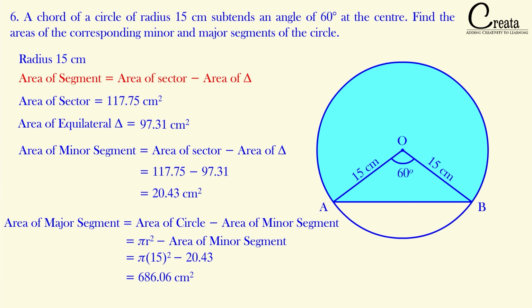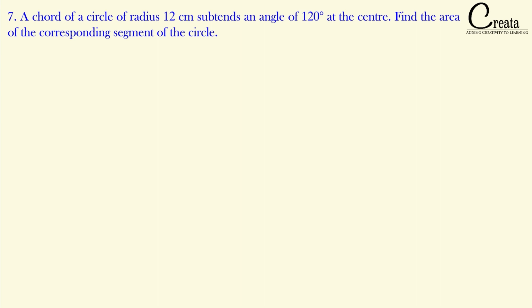So we are done with question number 6. Let's move to question number 7. A chord of a circle of radius 12 cm subtends an angle of 120 degree at the center. Find the area of the corresponding segment of the circle.